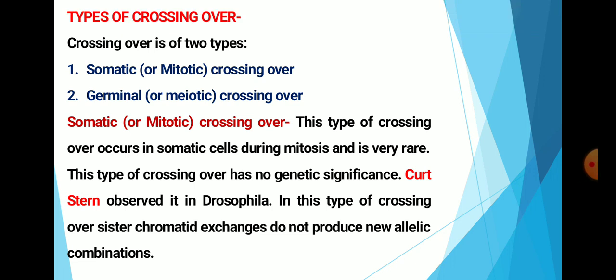Stern observed it in Drosophila. In this type of crossing over, sister chromatid exchange does not produce new allelic combinations like germinal crossing over.